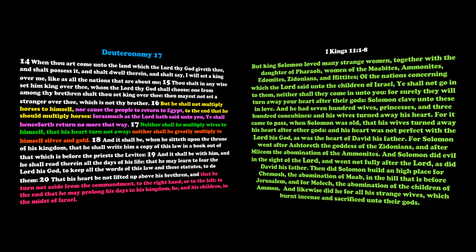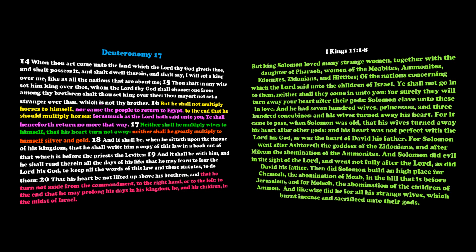Solomon clave unto these in love, and he had 700 wives, princesses, and 300 concubines, and his wives turned away his heart. For it came to pass, when Solomon was old, that his wives turned away his heart after other gods, and his heart was not perfect with the Lord his God, as was the heart of David his father. For Solomon went after Ashtoreth, the goddess of the Zidonians, and after Milcom, the abomination of the Ammonites. And Solomon did evil in the sight of the Lord, and went not fully after the Lord, as did David his father.